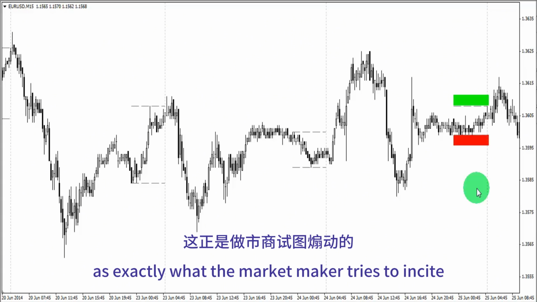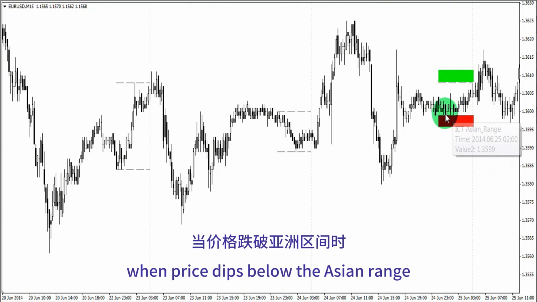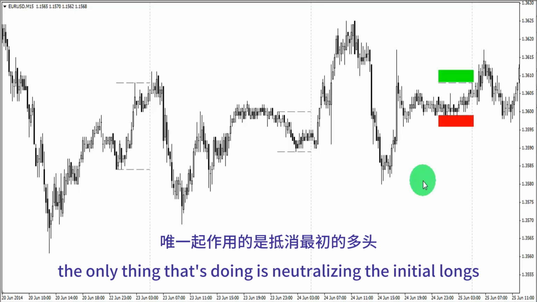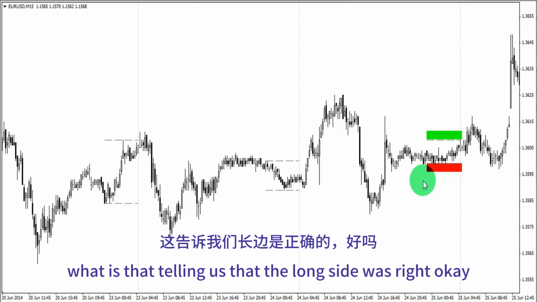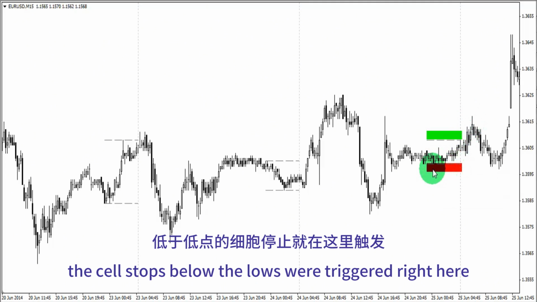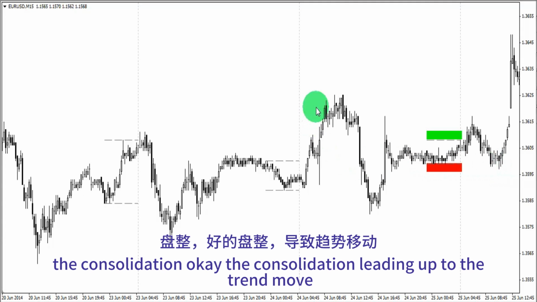That's exactly what the market maker tries to incite. When price dips below the Asian range lows like this, the only thing that's doing is neutralizing the initial longs. What is that telling us? That the long side was right. See what happened? The longs were going in the market first. The sell stops below the lows were triggered right here during London Open, the consolidation leading up to the trend move.